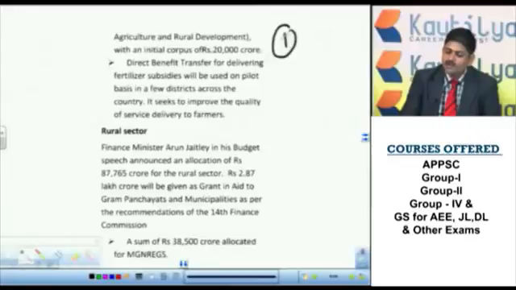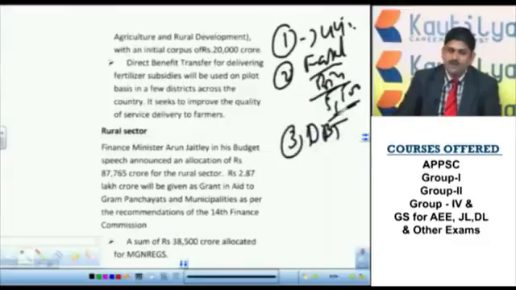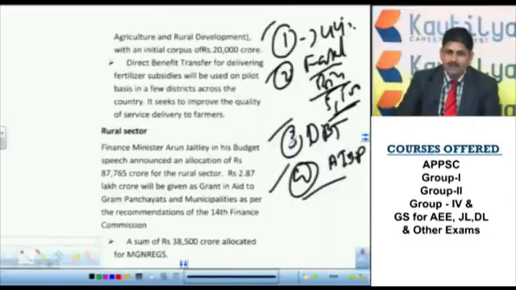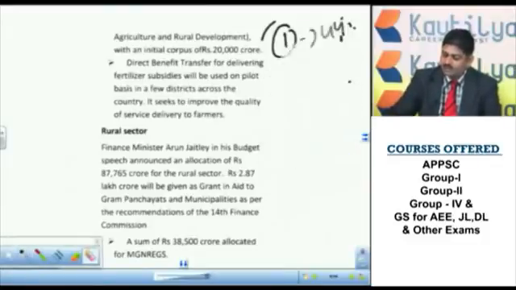So what are the important ones? An increase of 44%. Next, Prime Minister Fasal Bima Yojana: just remember 5,500 crore only was allocated out of 8,800 crore estimated, and direct benefit transfer. And what are the other points that we have seen? Creation of a special corpus fund for irrigation, the Accelerated Irrigation Benefit Program. All these are important for the farmer community. Now we will move to the next sector, that is the rural sector.